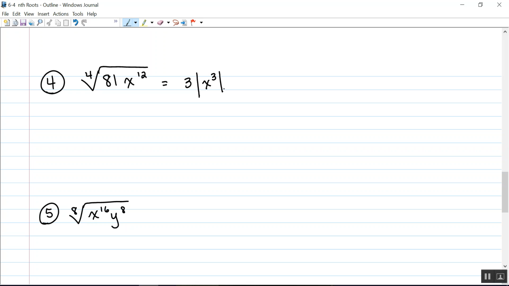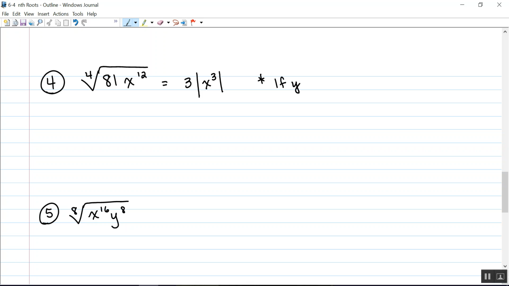I have to put absolute value bars around this because I need to make sure x could be a negative number. And when I cube a negative number, I get a negative number, but I need for that number to be positive, so I have to put absolute value bars around it. So here's the rule you need to memorize.